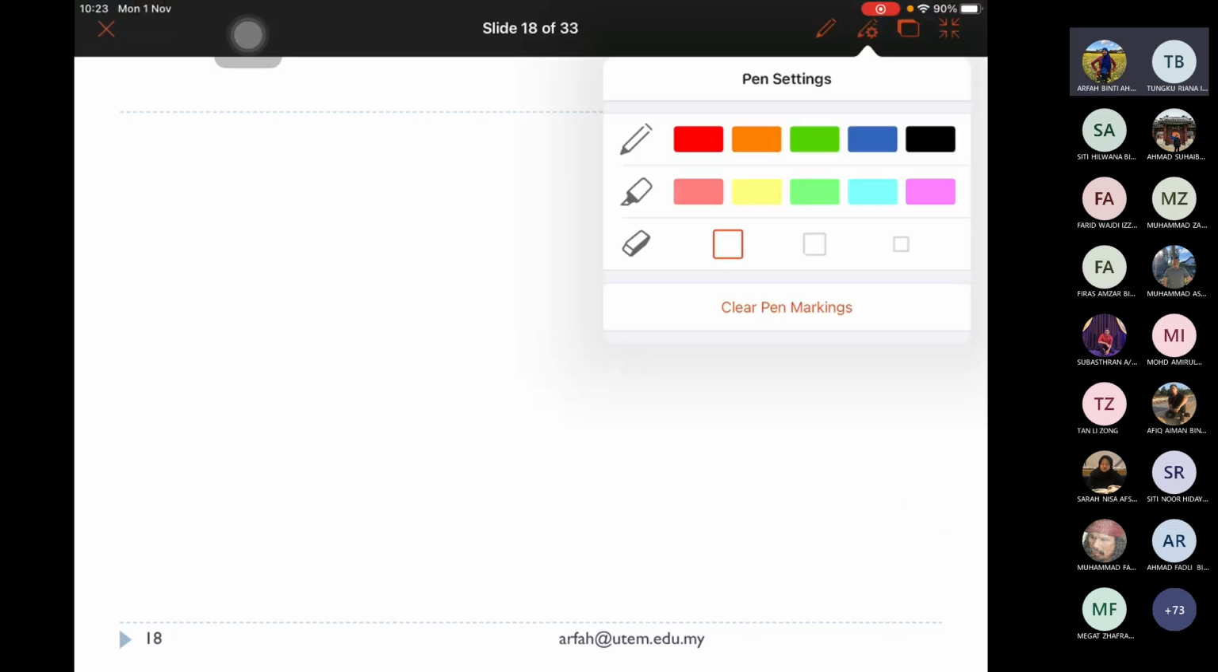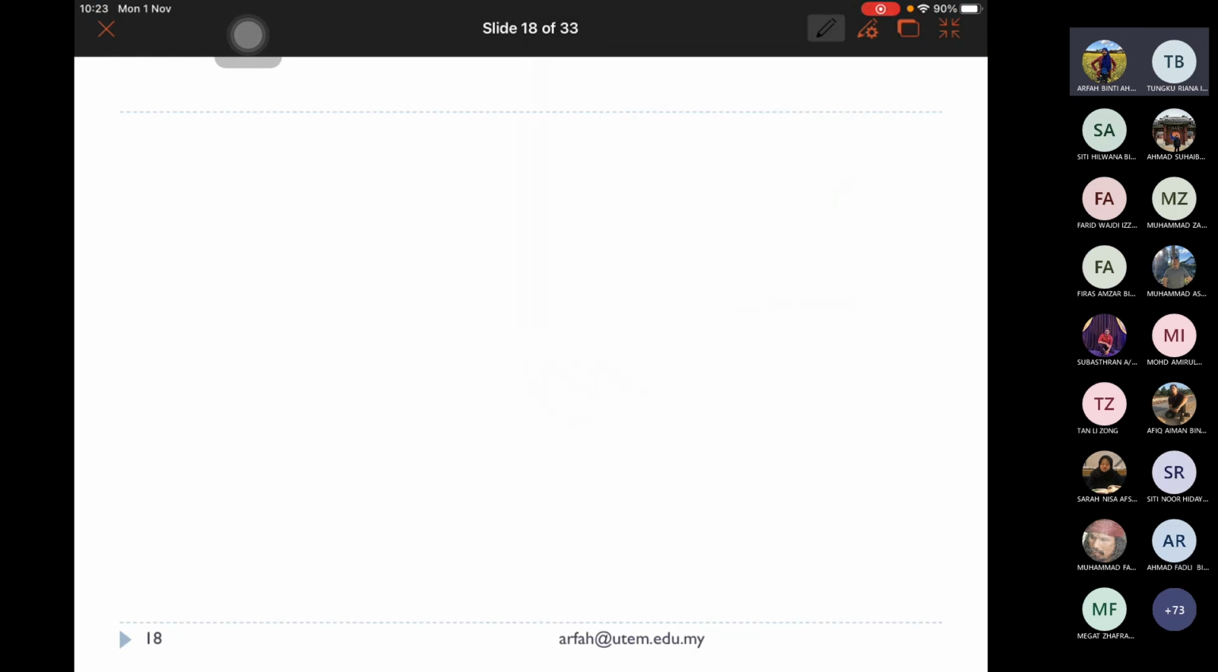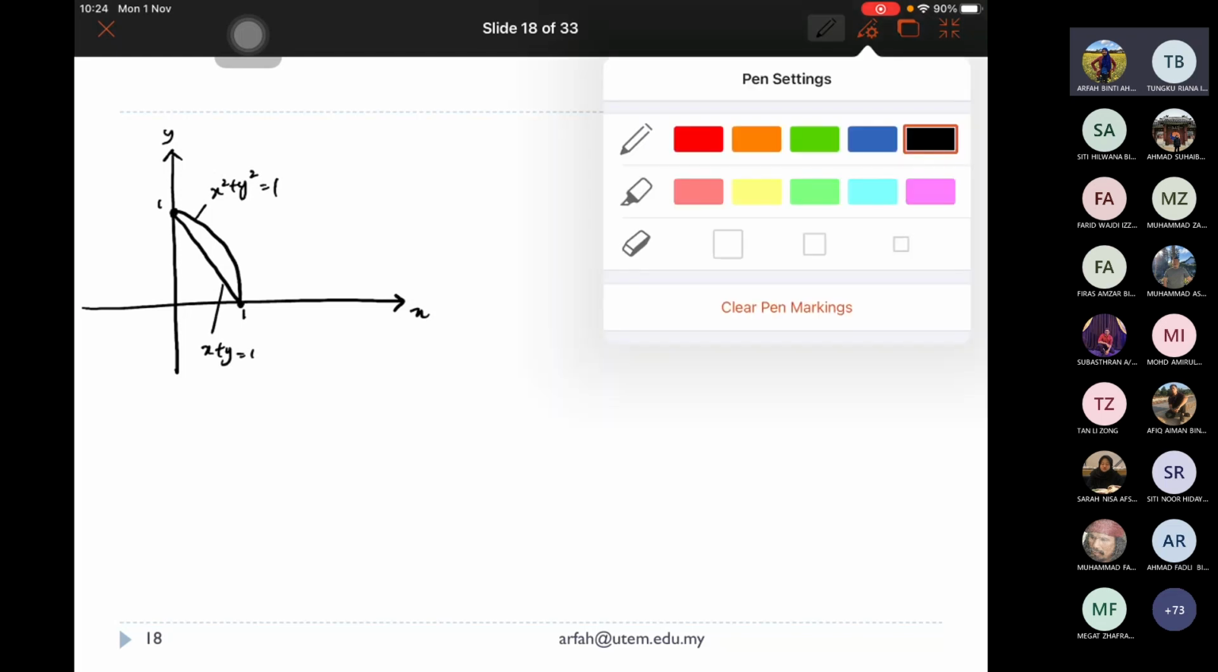So daripada sini tadi kita dapat the form of the solid. Saya lorekkan rantau dia sahaja. Kita dapat dia macam gini. Something like this. Okay. So you have this is your x, this is your y. This is x squared tambah y squared sama dengan 1. And this is x tambah y sama dengan 1. This is 1, this is 1. Titik dia.